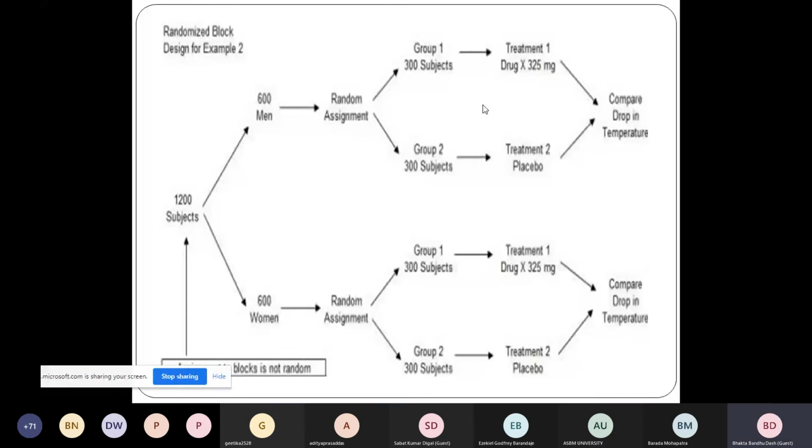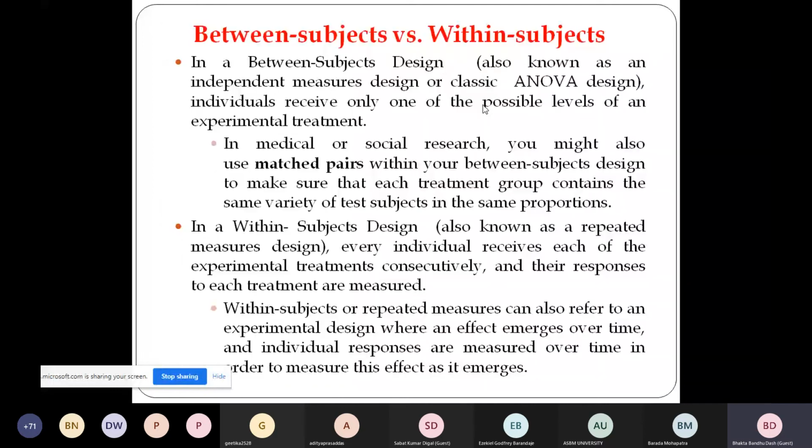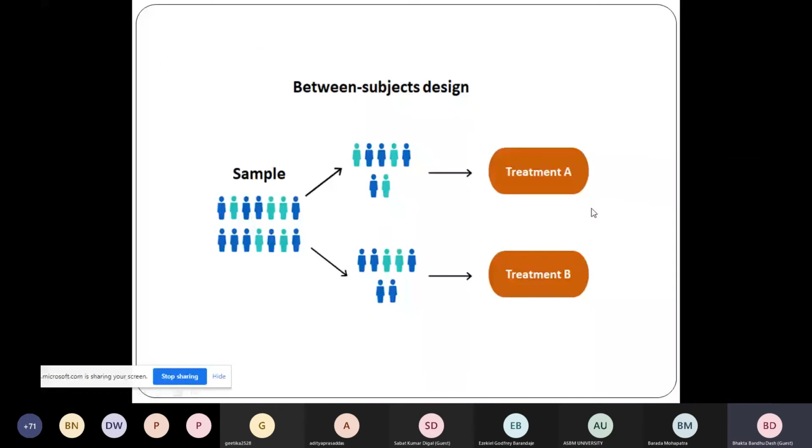Then the next one is your between subject and within subject designs. Look at here, the between subject and within subject. What is between subject? The entire sample, you are comparing into two groups. Treatment A is given to group 1, treatment B is given to group 2. This is called between subject. That means between two groups, say boys, girls, or male, female, higher age, lower age. Then you compare higher age with treatment A, lower age with treatment B. Then I compare the effect of treatment A and B.